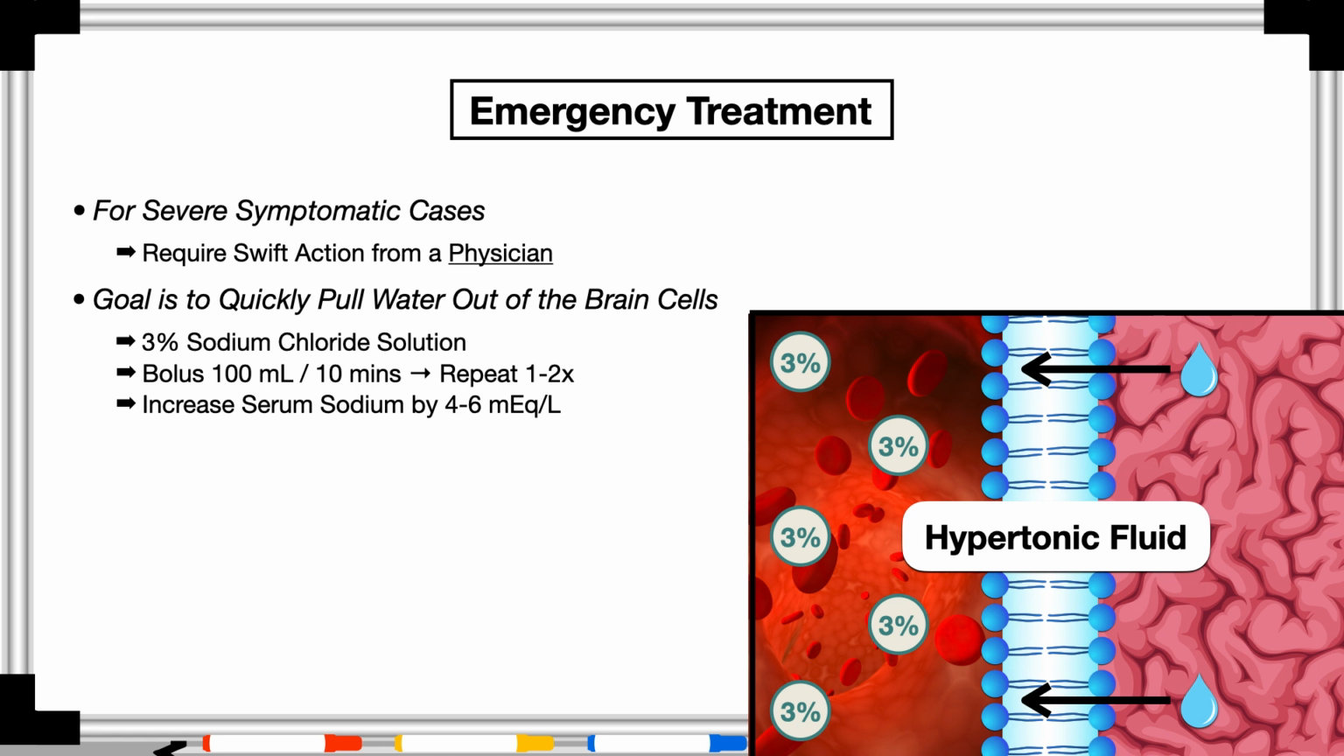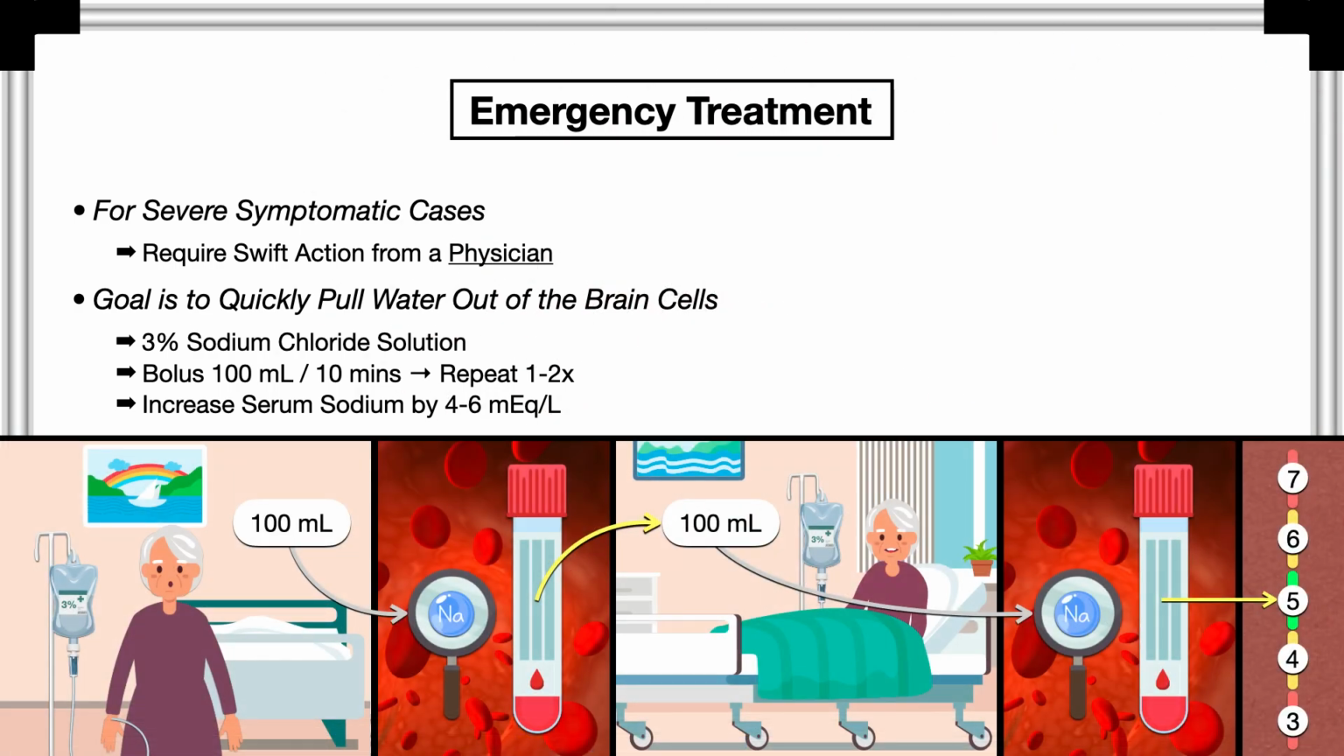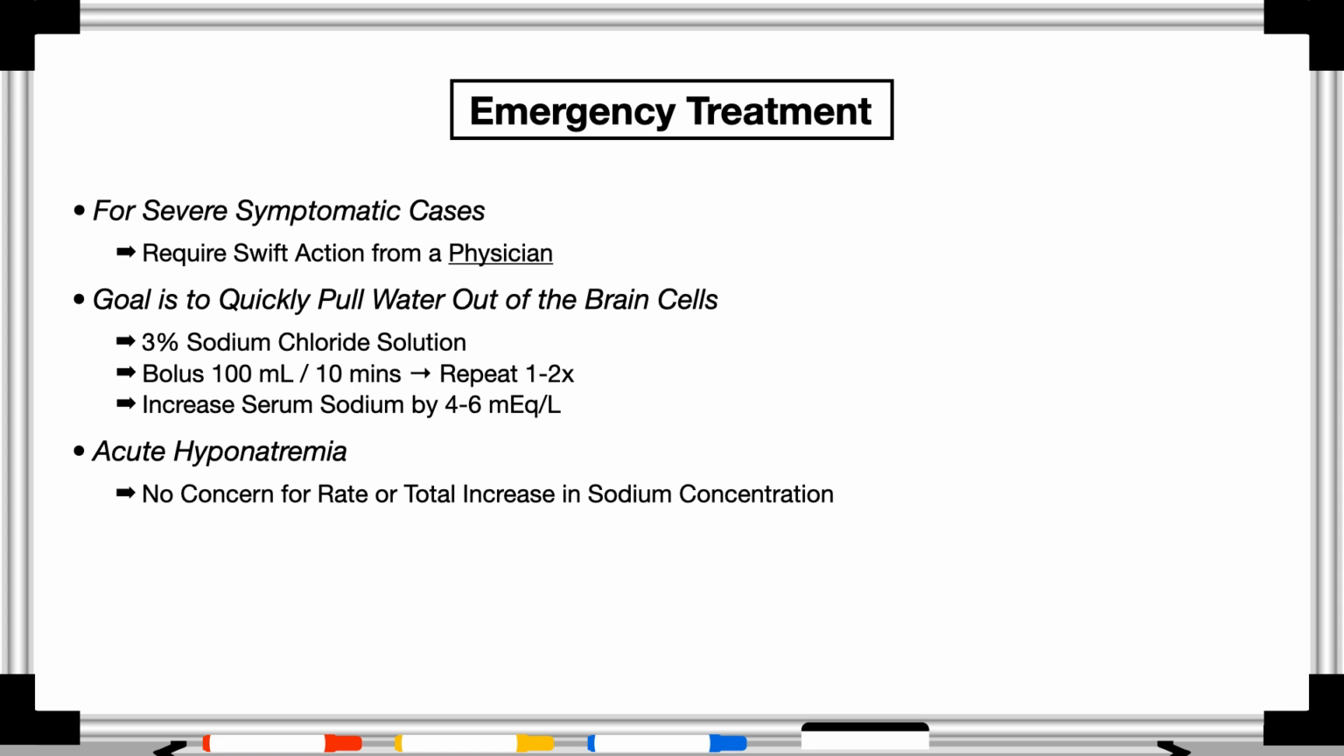Currently, the recommended protocol in the United States is to provide a bolus of 100 milliliters over 10 minutes up to 3 times to increase the serum sodium level by 4 to 6 milliequivalents per liter. So, a bolus of 3% sodium chloride is administered, the serum sodium is monitored, and this process is repeated until the sodium increases by 4 to 6 milliequivalents per liter, which is sufficient to alleviate brain swelling and improve neurological symptoms.